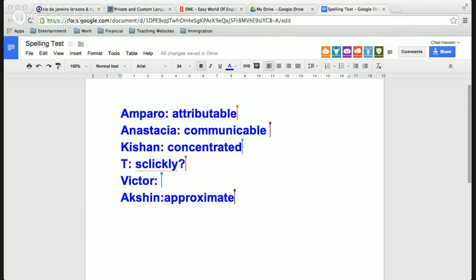Okay. All right. So cyclically comes from cycles. So it's cyclic, cyclical. Cyclically. There you go. That's it. Cyclically. I figured that one would get you. That's a hard one. Nice job, D.